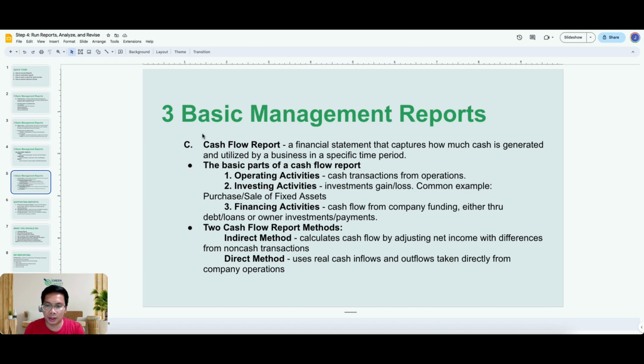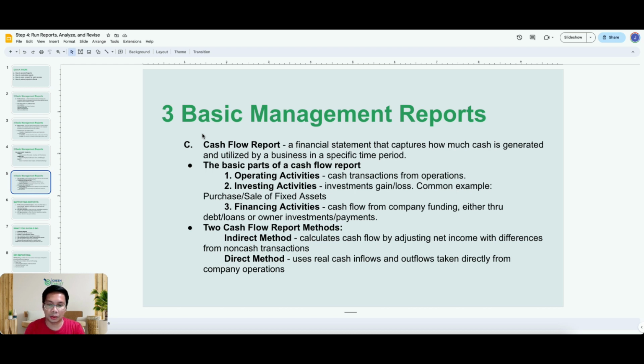Second part will be investing activities, which are gains or losses from investments. Common investment activity is a purchase or sale of fixed assets. Last, we have financing activities, which are cash flow from company funding, either through debt or loans, or owner investments or payments. Financing means how the owner or the business is getting cash or funds to support the activities or the needs of the business.